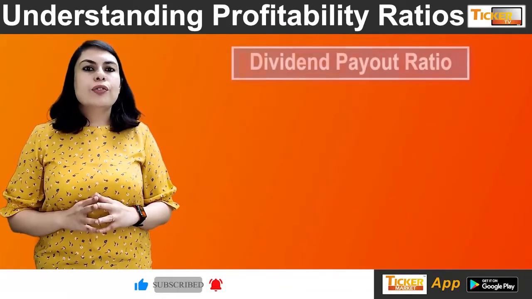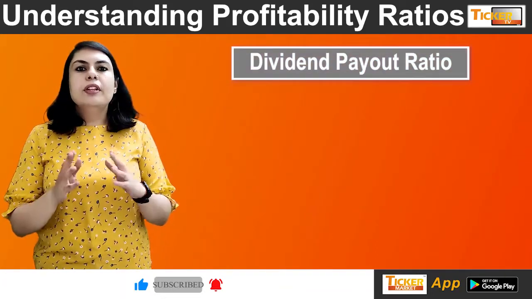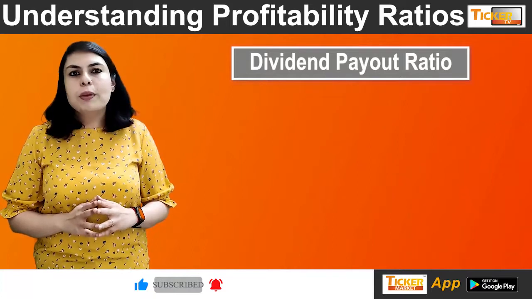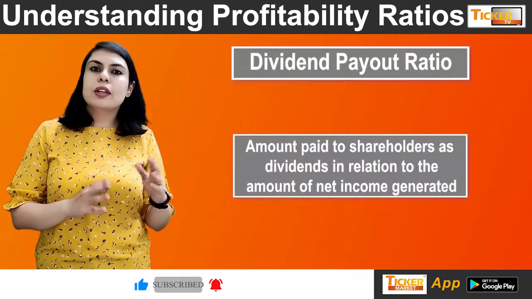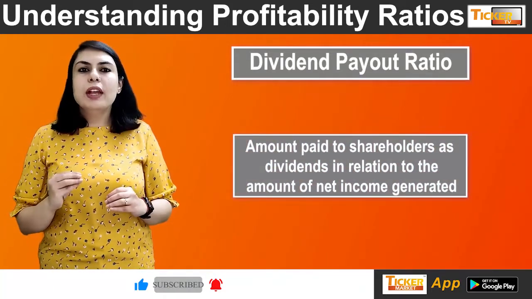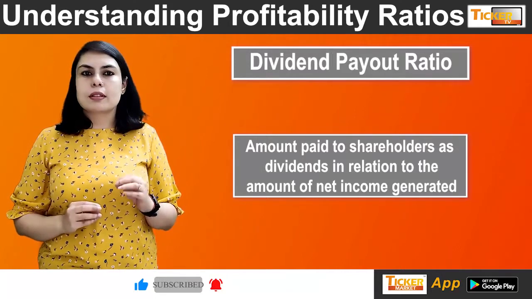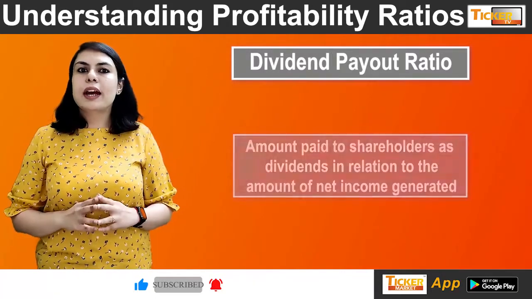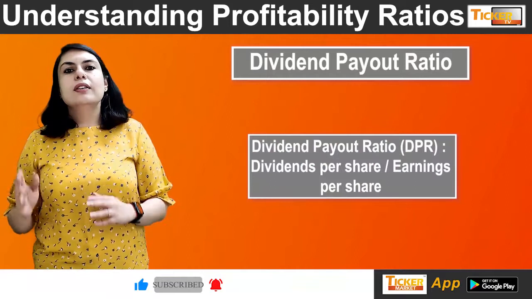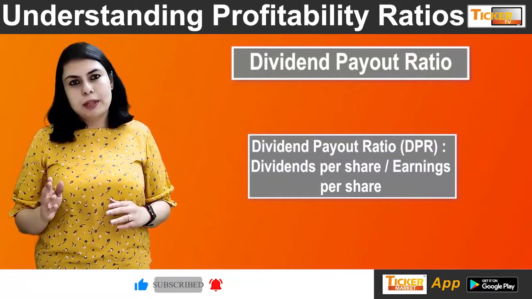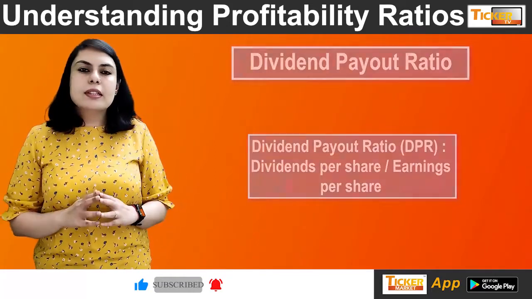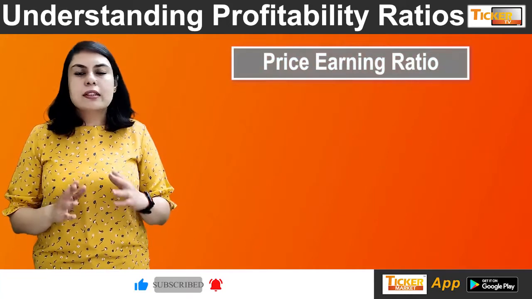The 10th is the dividend payout ratio. The dividend payout ratio calculates the amount paid to the shareholders as dividend in relation to the amount of net income generated by the business. It can be calculated as follows, where we can see the dividend per share divided by the EPS. The 11th is the ratio which is known as the price earning ratio.